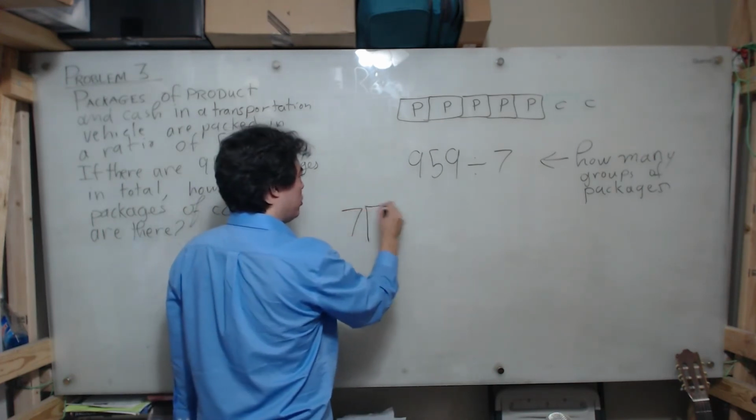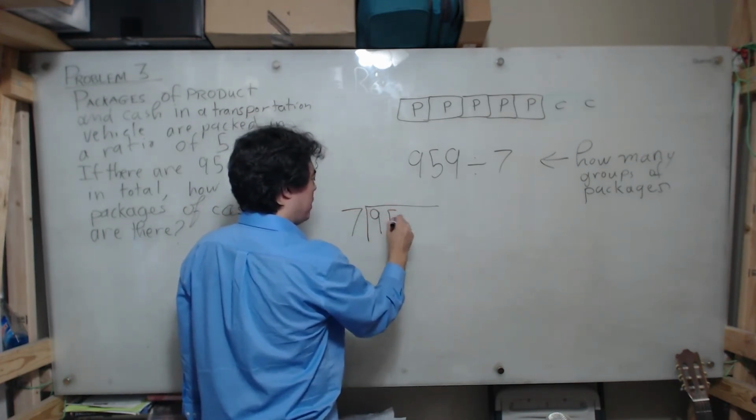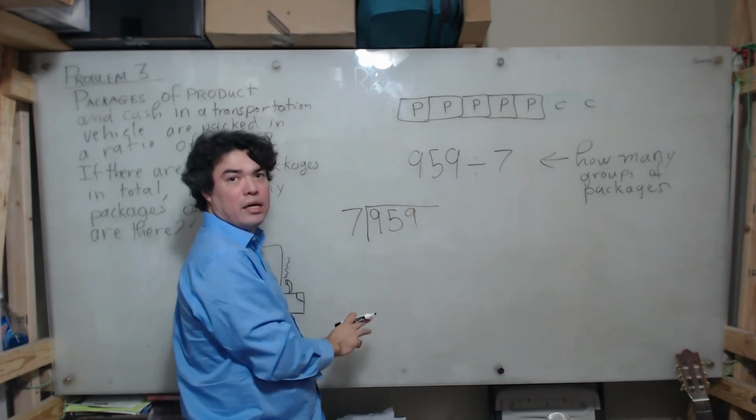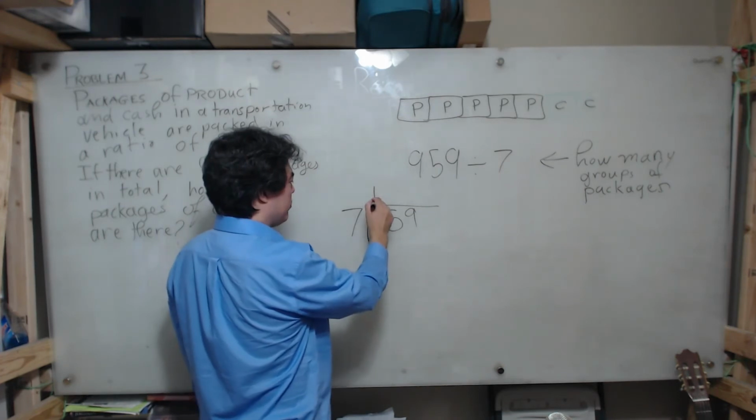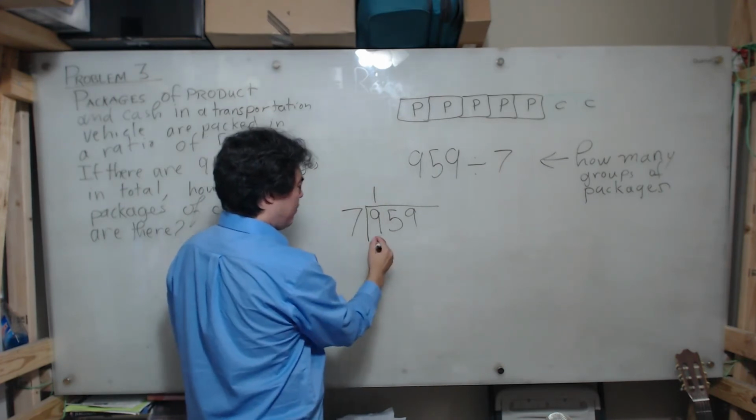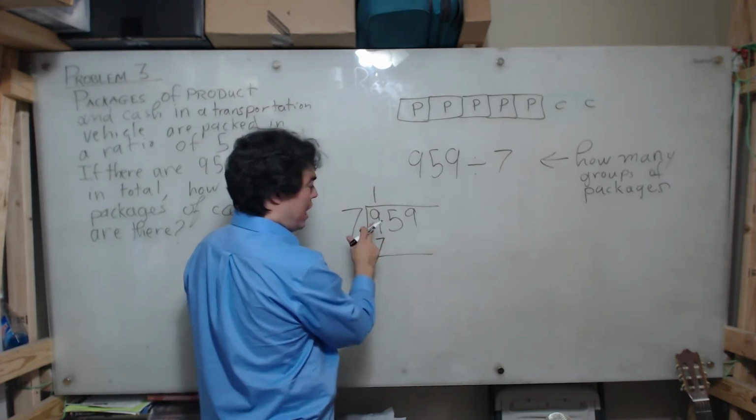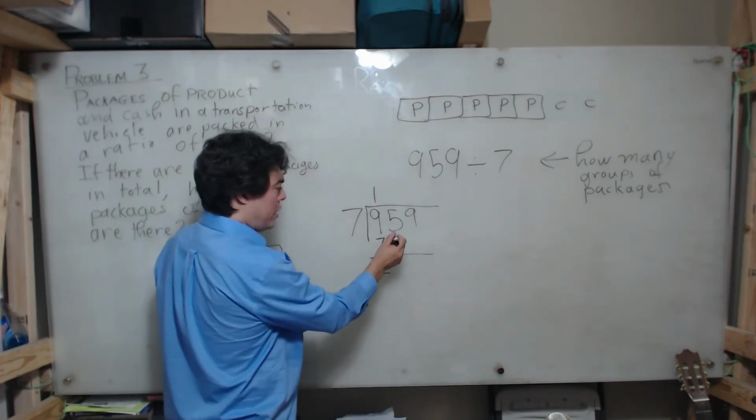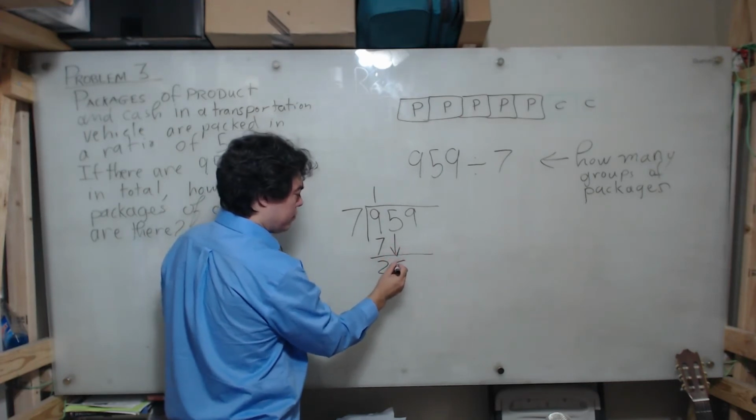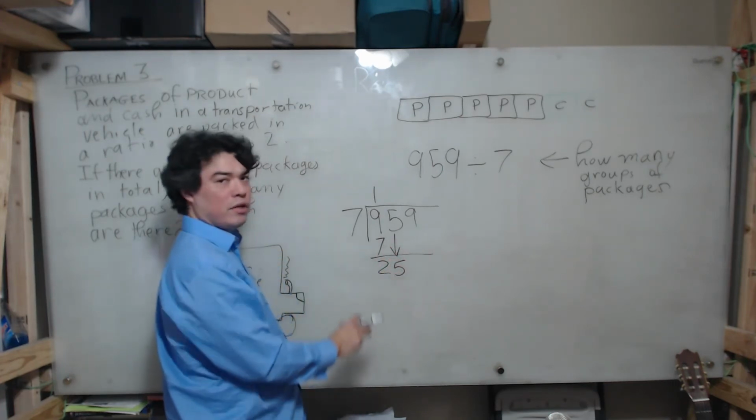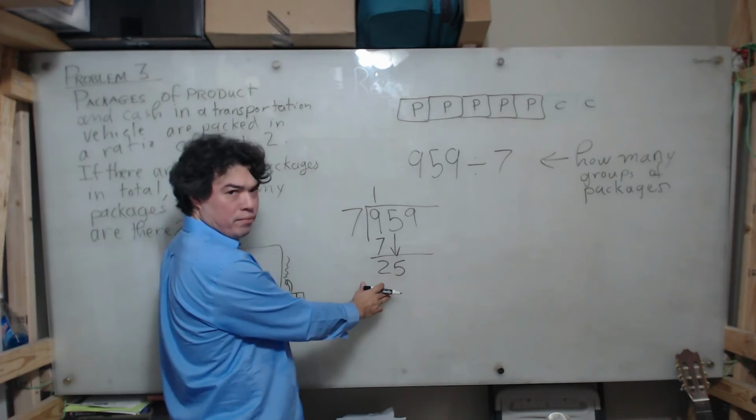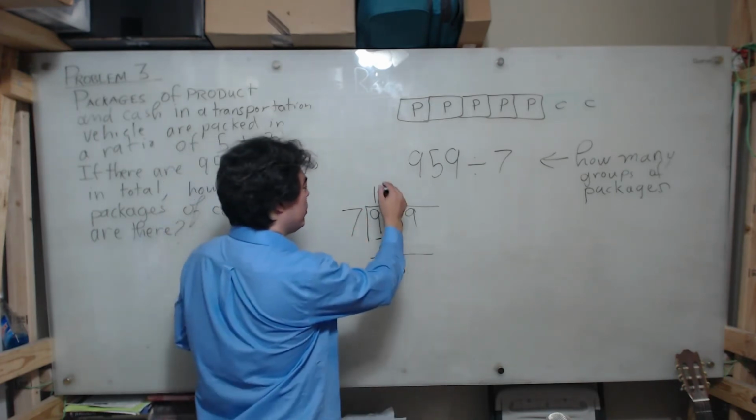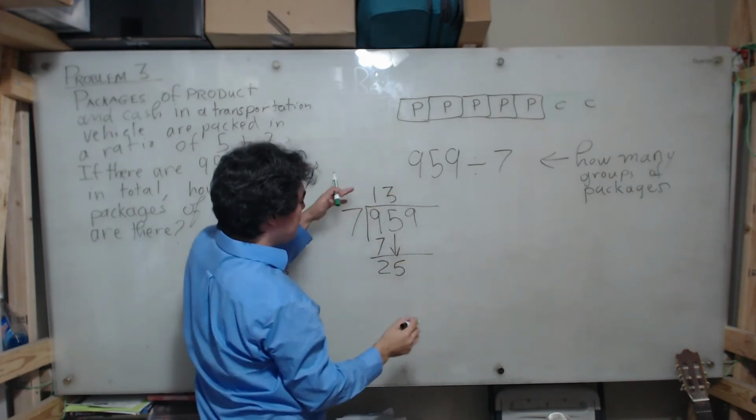7 goes into 959. So I first ask, does 7 go into 9? And it does. It goes in once. 1 times 7 is 7, so I put that here. And then I subtract 9 minus 7 equals 2. And then I bring down the 5. I ask myself, does 7 go into 25? 7, 14, 21. It goes in 3 times. 3 times 7 is 21.